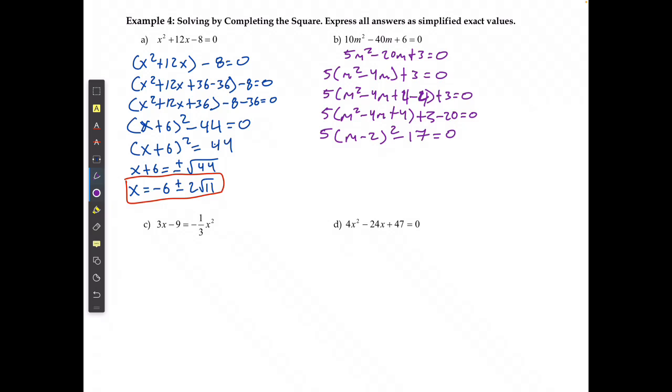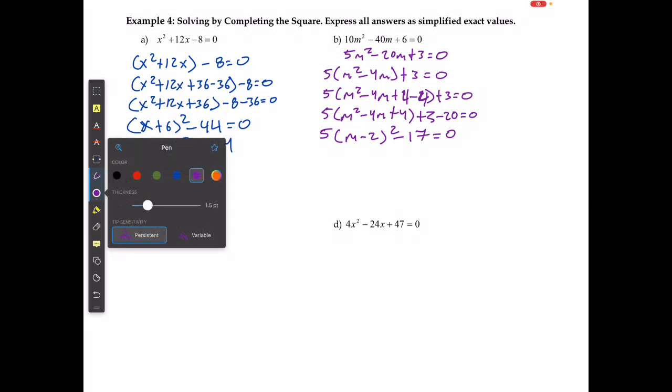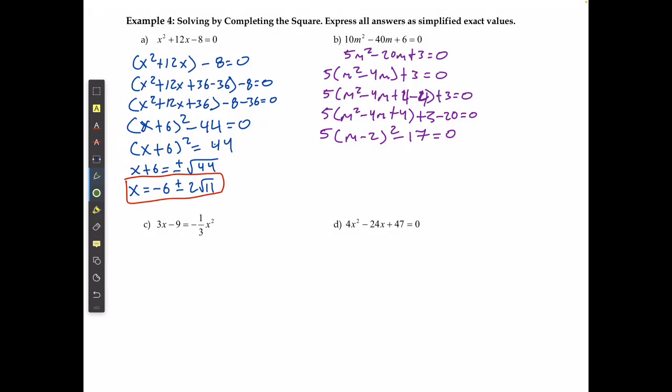And at this point, now I'm going to start actually solving it. I'm going to say that 5 bracket m minus 2 squared is equal to 17. M minus 2 squared is equal to 17 over 5. M minus 2 is going to equal the positive or negative square root of 17 over 5. Or m is going to equal 2 plus or minus the square root of 17 over 5. And there's my answer.